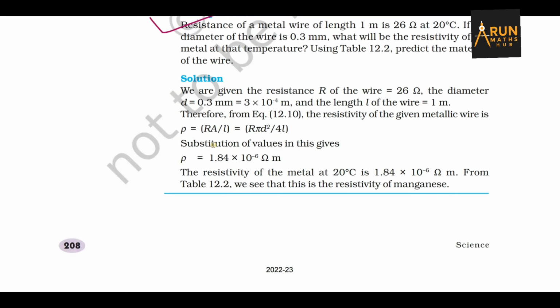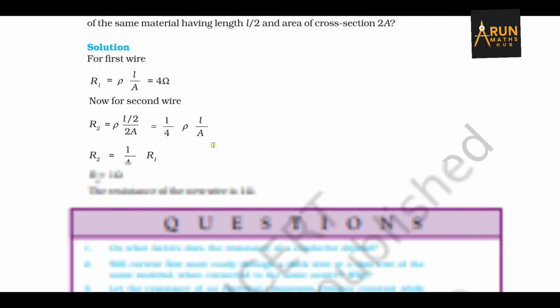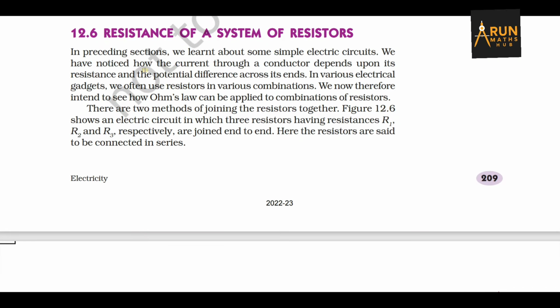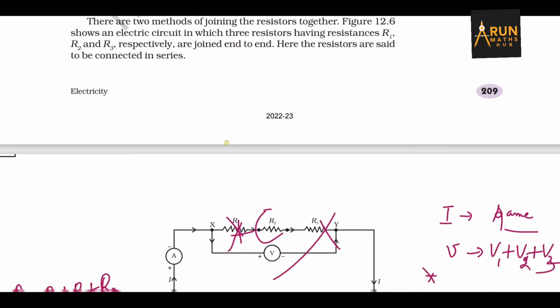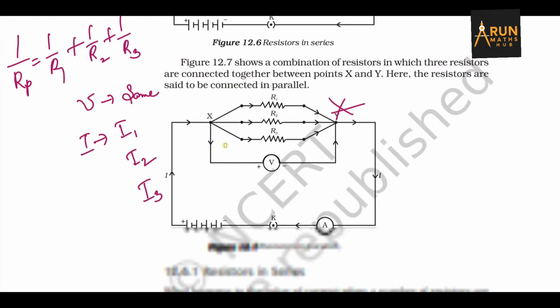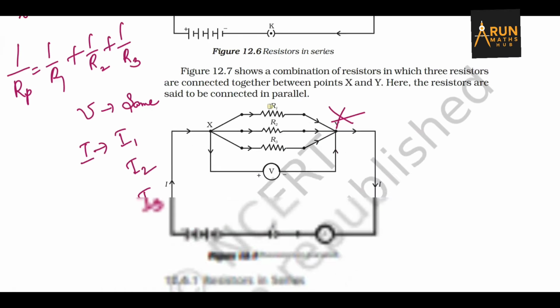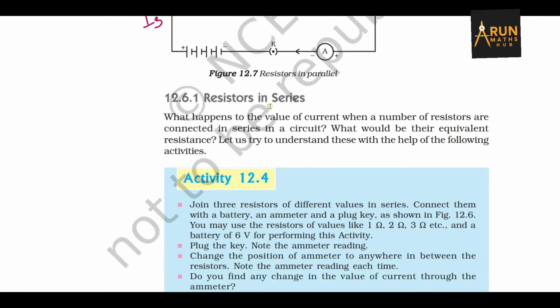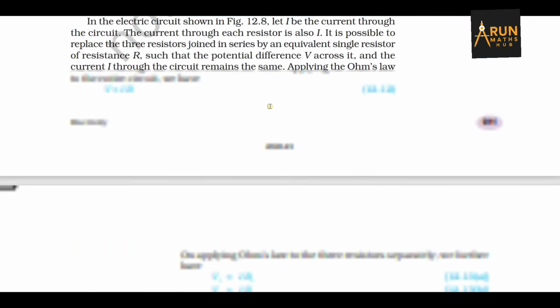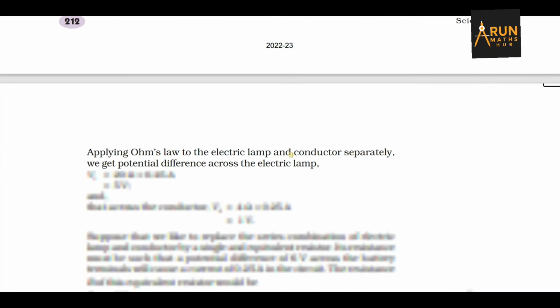And the problems on resistance of a system of resistors in series and resistors in parallel, which is more advantageous in a domestic circuit. Parallel circuit is more advantageous than the series connection. Based on this, you can expect a 2 mark problem.